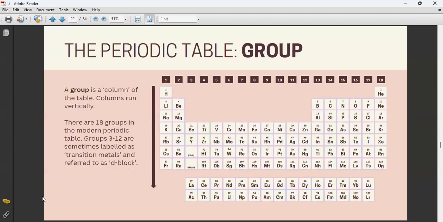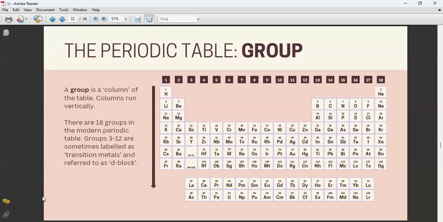Now, moving apart from the periods, we have a group in a periodic table. A group is a column of the table. Columns run vertically. Please keep in mind, don't be confused between period and group. A period is the horizontal line, and the groups are the vertical lines. So there are 18 groups in the modern periodic table.